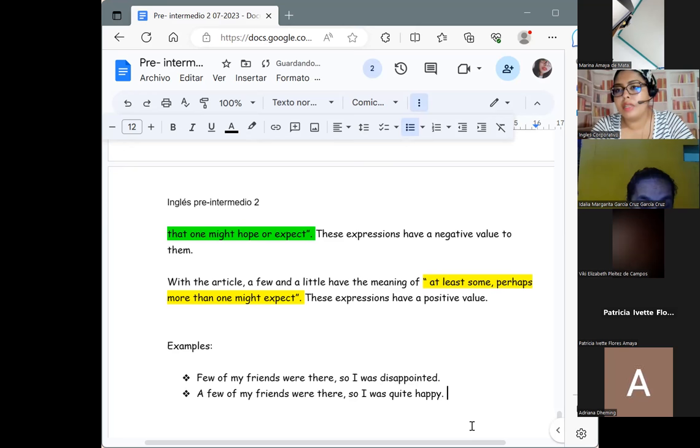Imagínense lo que una sola letra puede hacer. En este caso estamos utilizando un artículo. Y el simple uso del artículo nos cambia la forma en la que nosotros percibimos esta idea. En el primero decimos un par de mis amigos. Algunos de mis amigos estaban allí. Así que yo estaba decepcionado, triste, enojado, molesto. Y luego al cambiarle y agregarle el artículo, a few of my friends were there, so I was quite happy. Algunos de mis amigos o varios de mis amigos estaban ahí, así que estaba un poco feliz.